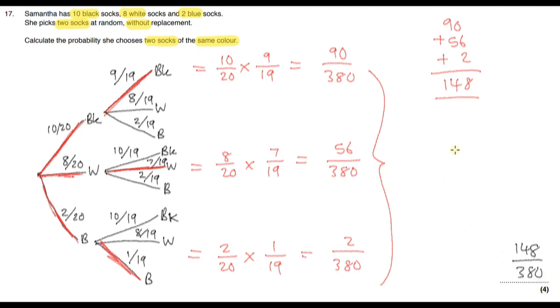If you have simplified it, let's see what the answer would have been. So let's divide both numbers by 2. We would get 74 over 190. And we can divide both numbers by 2 again. That's 37 over 95. And we can't simplify that anymore. So either one of these would be correct.